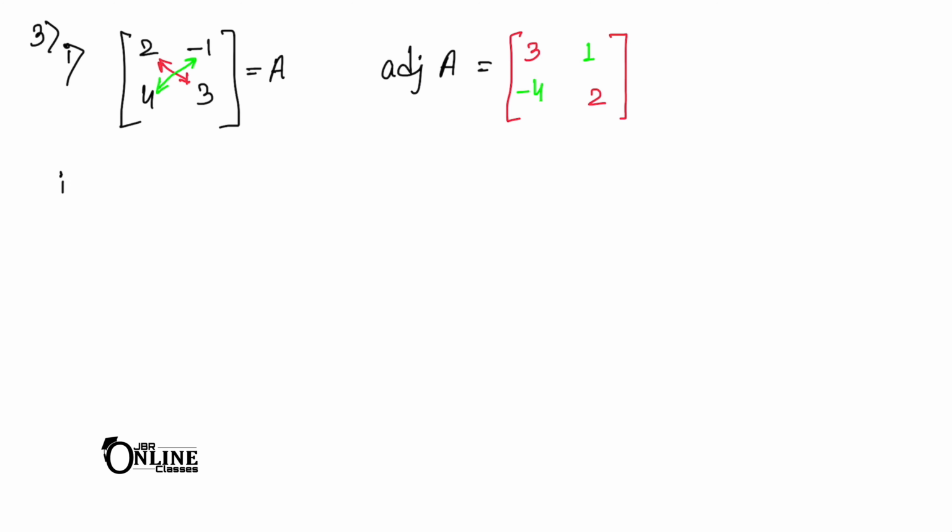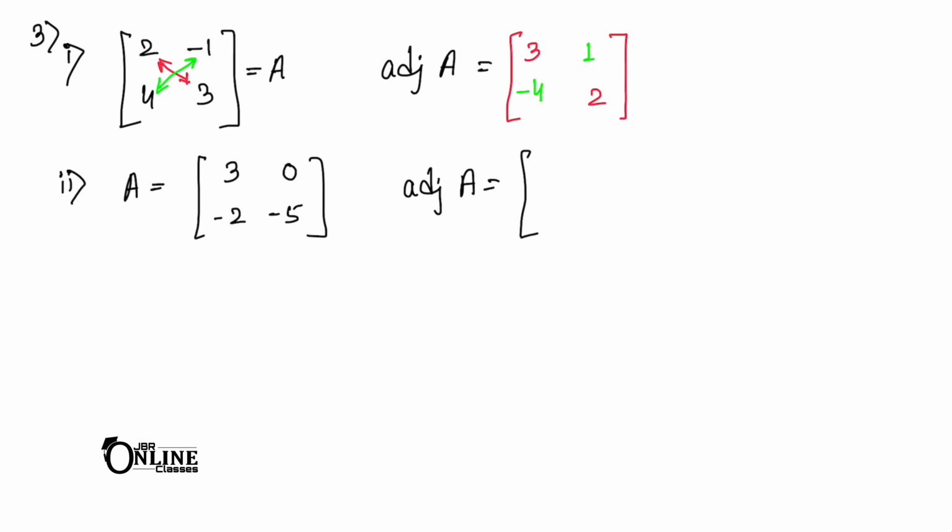Okay, now for the next one. Here A equals 3 0 minus 2 minus 5. So here adjoint A equals, first change, that one will be minus 5, that one will be 3, and it's plus 2 and it's 0, because negative 0 means 0. So minus 5 0 2 3 is your answer. Okay, now next one, sum number 4.